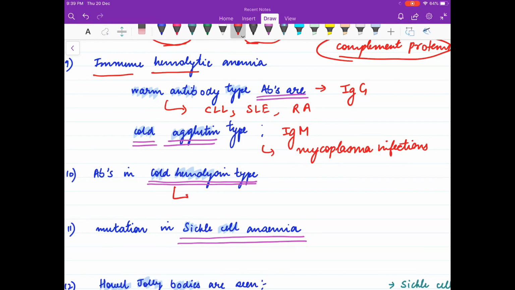Antibodies in cold hemolysin type, or paroxysmal cold hemoglobinuria, are Donath-Landsteiner antibodies.